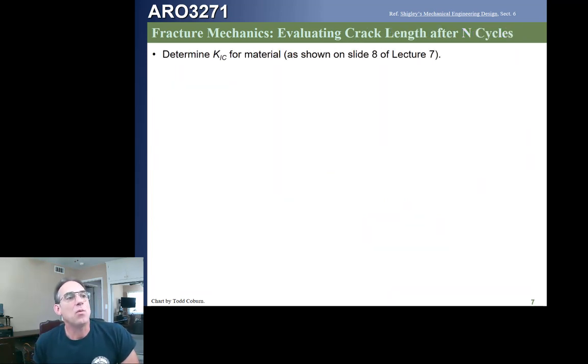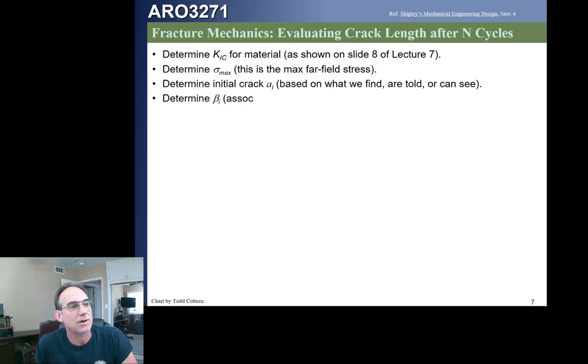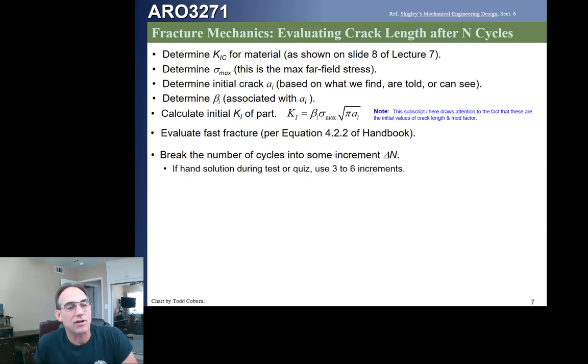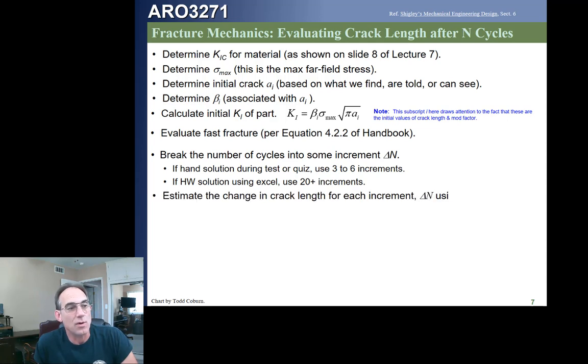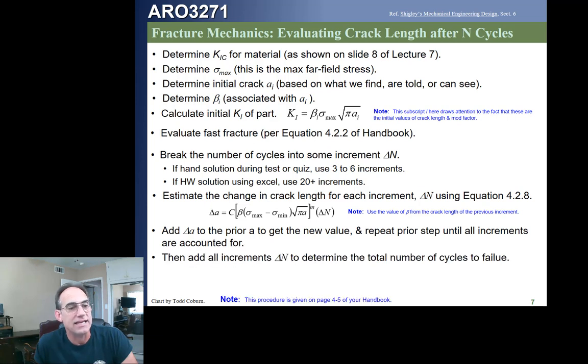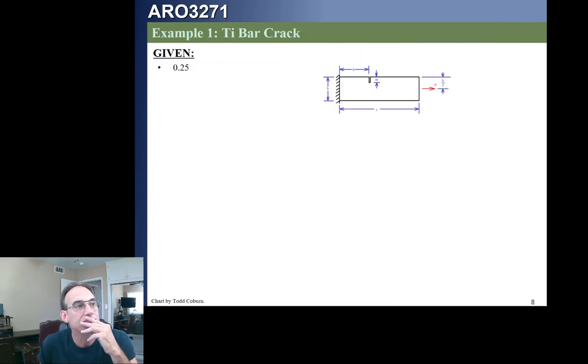Now, another method, if we want the crack length after n cycles, we could use that last approach with a slight modification, and that's what's shown here. We get our K1C, our max stress, our initial crack size, our beta, and then our stress intensity for that beta. We evaluate fast fracture, and then we choose an increment of delta n. Here are some examples of what you might use. Then we estimate the change in crack size using that same equation, add our delta A to each one, and keep going until we find the number of cycles to failure. We then can add those together.